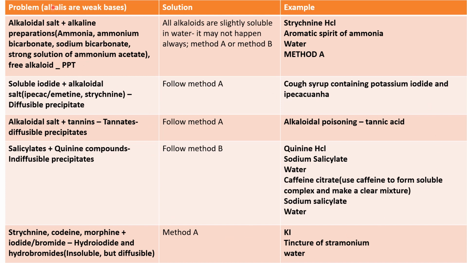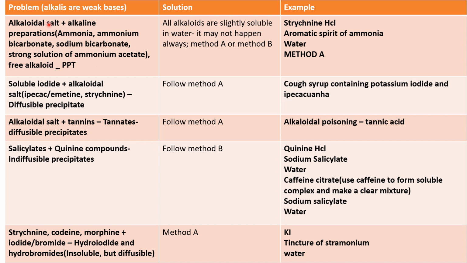So what you are supposed to do, you first make 3 columns. Number 1, problem with the alkaloids. Number 2, solution. Number 3, examples. Now, first one is alkaloidal salts with alkaline substances. Any alkaloidal salts when combined with alkaline preparations like ammonia, ammonium bicarbonate, or sodium bicarbonate lead to the formation of a precipitate.